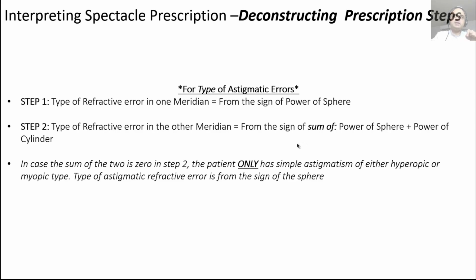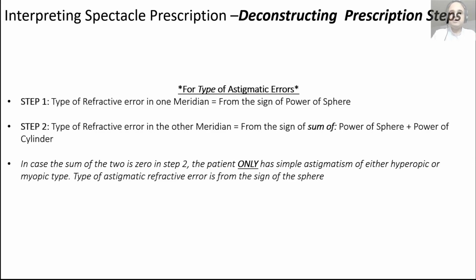So that means that in the case that we just saw, we were looking at compound hypermetropic astigmatism because the sign of the sphere was positive and the sign of the sum is also positive. So the error in both of the meridians was a positive error, thus compound hypermetropic astigmatism. If you come up with 0 in step 2, the patient only has a simple astigmatic error, either hyperopic or myopic. And if it was myopic, the sign of the sphere would be negative. If it were hyperopic, the sign of the sphere would be positive.